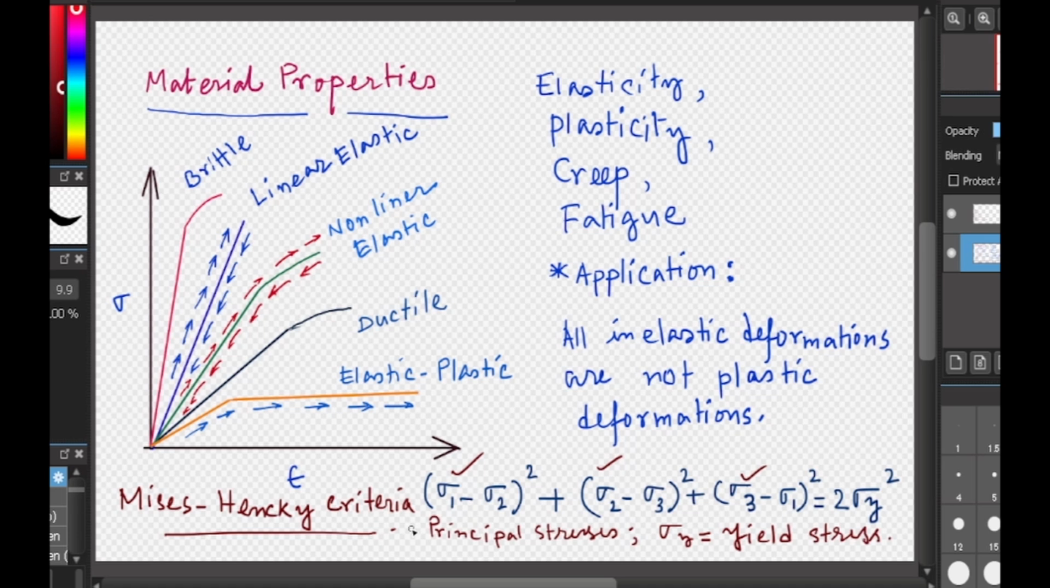Why am I emphasizing the term strain? Because you know very well that if a body is strained, then only the stress will be generated within the body. So strain comes first, then comes stress. So that is why we are emphasizing the term strain.